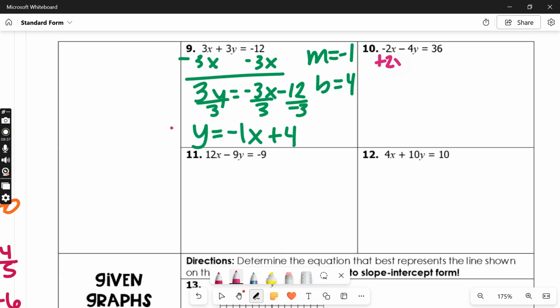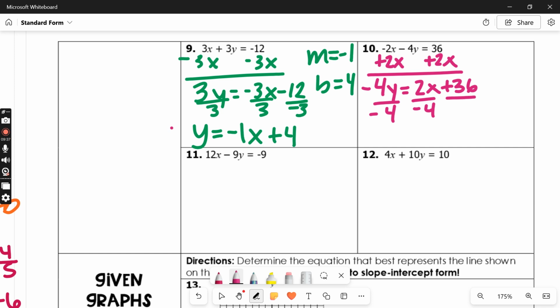Okay, on number 10, I'm going to start by adding 2x. So that leaves me with negative 4y is equal to 2x plus 36. I'm going to divide everything by negative 4, which would leave me with y is equal to negative 1/2 x minus 9. So make sure you simplify those when you can. That means my slope is negative 1/2, and my y-intercept is negative 9.